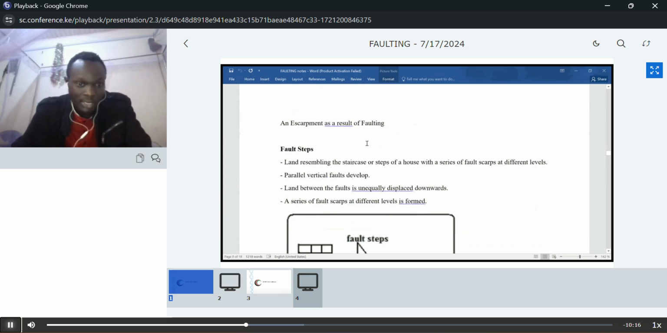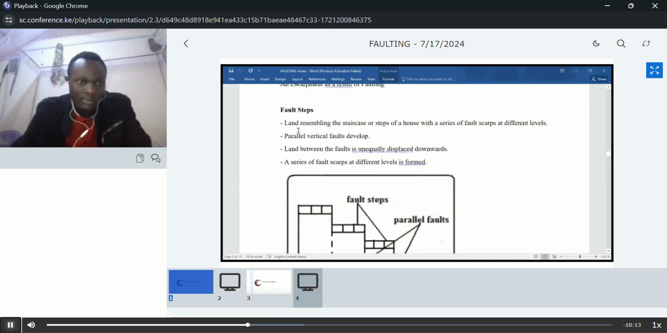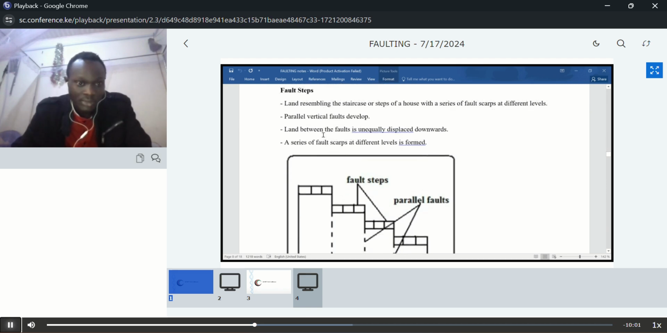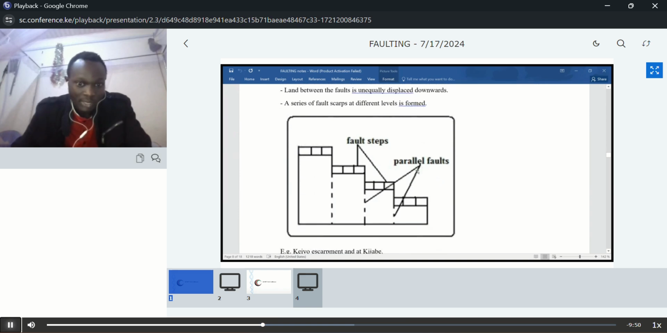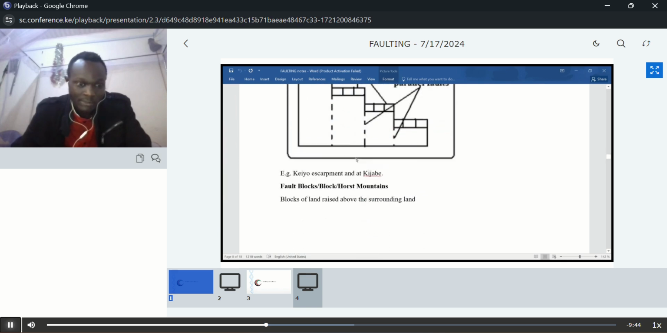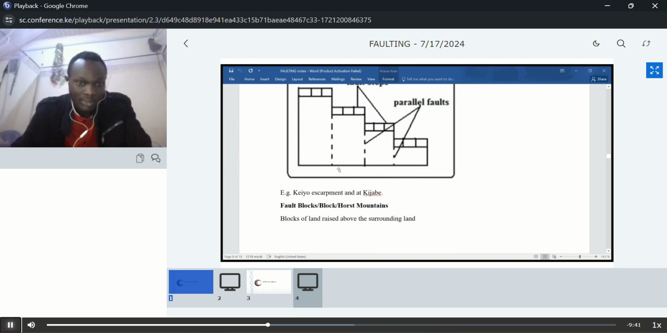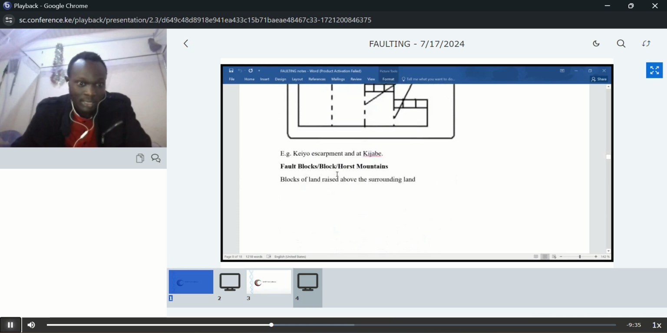An escarpment is a result of faulting. You have the fault steps. These are land resembling the staircase or steps of a house with a series of fault scarps at different levels. Parallel vertical faults develop, and land between the faults is unequally displaced downwards, and a series of fault scarps at different levels is formed. We have the parallel faults, and it resembles a staircase of a house. We have the faults at this place. One example of these fault steps occurs in Keyo escarpment at Kijap.